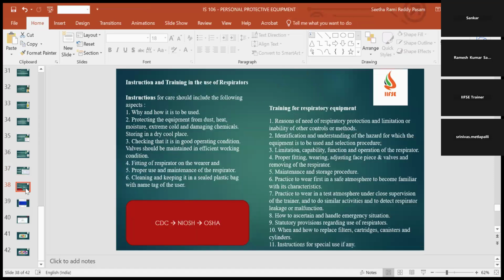Then after issuing the PPEs, again we should definitely give some instructions with respect to these respirators and also training. With respect to the instructions, first of all, why and also how it is to be used, that is the main important thing. What is the purpose of it? Sometimes even the housekeeping people, I have seen they use these cartridge type respirators.